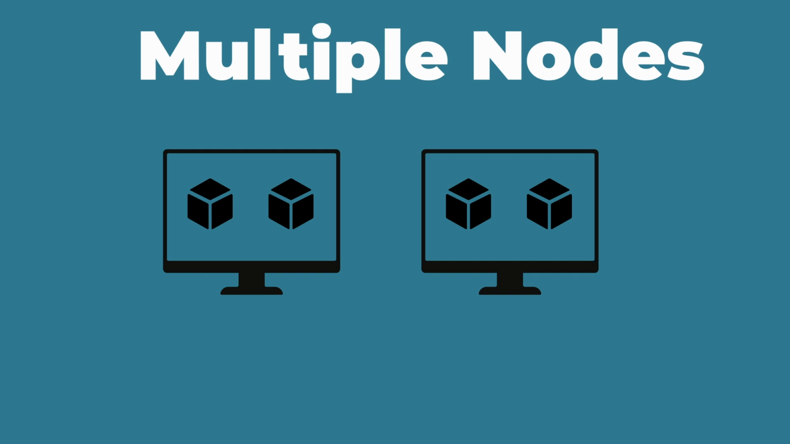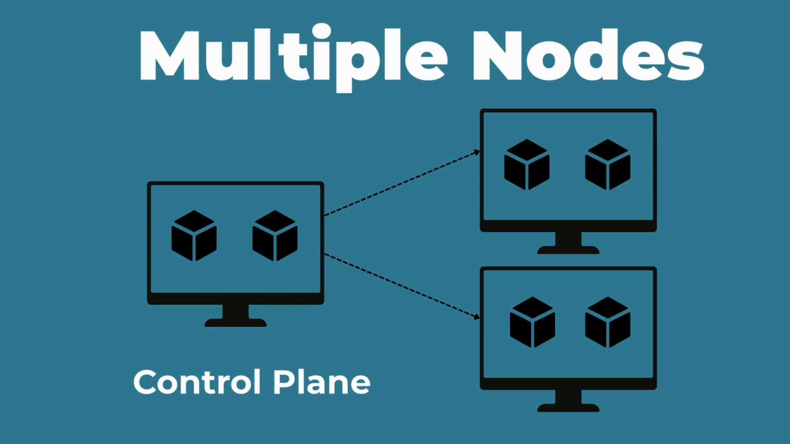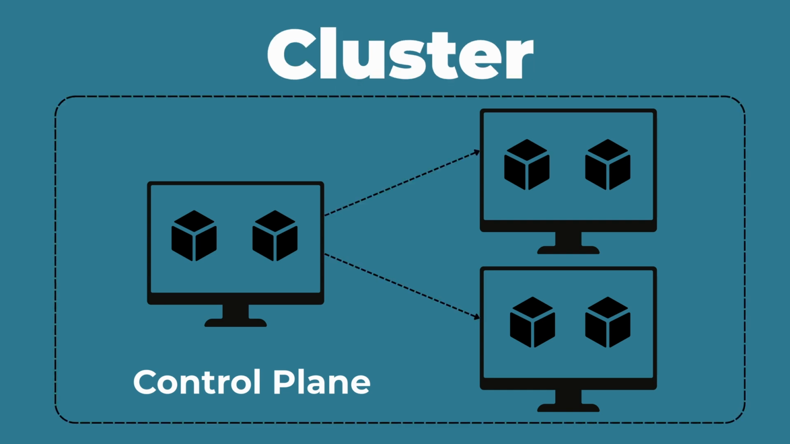Now to manage multiple worker nodes or worker machines, we need another machine which is called the control plane or control plane node. This machine controls the entire cluster along with the nodes. Together, control plane and the nodes form a cluster. Here as well, for high availability, we can have multiple control plane nodes. But for simplicity, we'll consider it is just one machine.